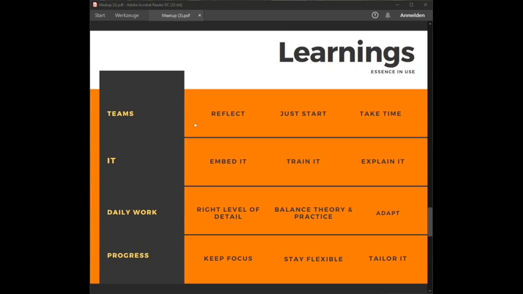Because if you have a huge change and you get people to think about why we are doing the change and reflecting themselves, you basically have over 50% of your change already. And also just start it, and here the card games help, and also give the teams a little bit of time. So also with Essence, I personally overpaced in some situations.